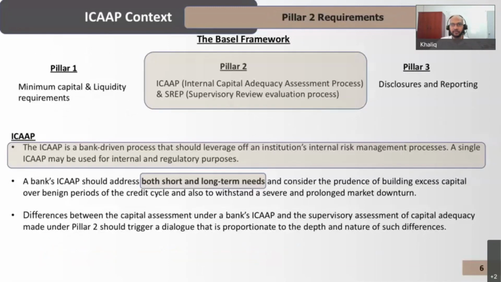So a little bit on the ICAAP context now. So we're all familiar with the P1 requirements. ICAAP goes beyond the minimum liquidity requirements of P1. It is intended to ensure that banks not only have adequate capital to support all material risks in their businesses, but that they also develop and use better risk management techniques in monitoring and managing these risks. And something from the Basel framework that I want to highlight is that a bank's ICAAP should address both short and long-term needs, hence the need for strategic risk.